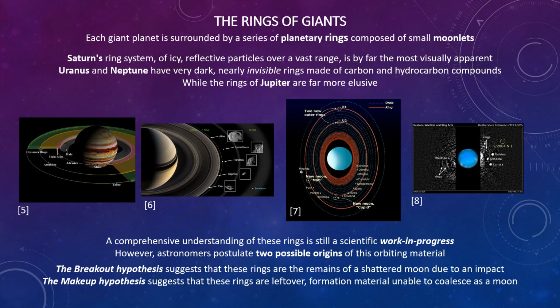And so astronomers have postulated two possible origins for how rings are formed. There's the breakout hypothesis, which suggests that rings are the remains of shattered moons. And there's also the makeup hypothesis, which suggests that rings are leftover formation material that were unable to form into moons. So, which one is correct? Well, astronomers are still trying to work that out.